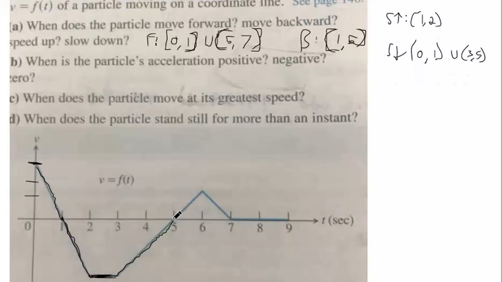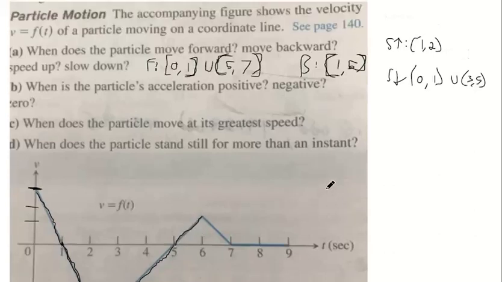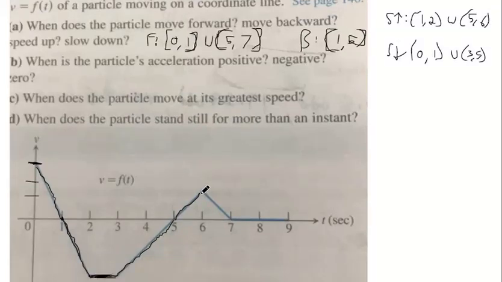And then at exactly x equals 5, the velocity is 0, so it's neither speeding up nor slowing down. Now it's 10 miles an hour, 20 miles an hour. It's speeding up between 5 and 6. And then it stops speeding up. And then it's at 10 miles per hour. Then maybe 5 miles per hour, 0 miles per hour. So here it's slowing down between 6 and 7. So we need another union between 6 and 7.